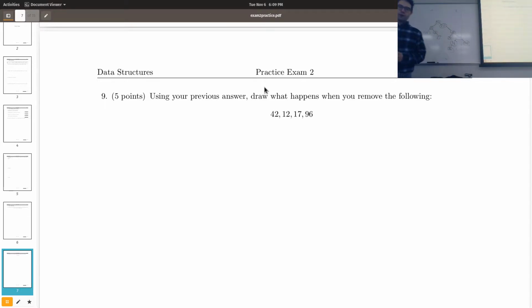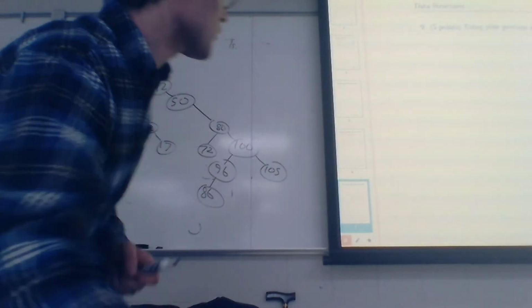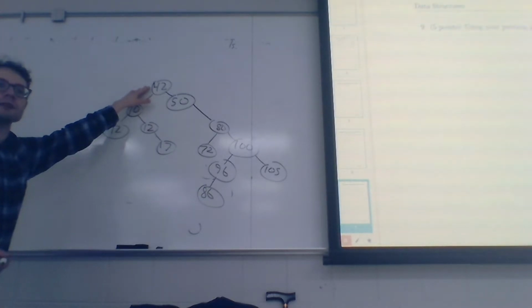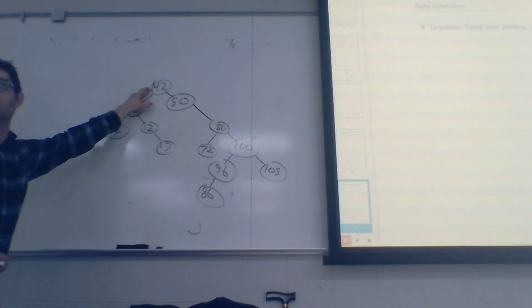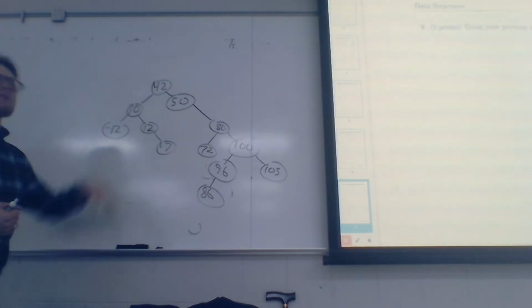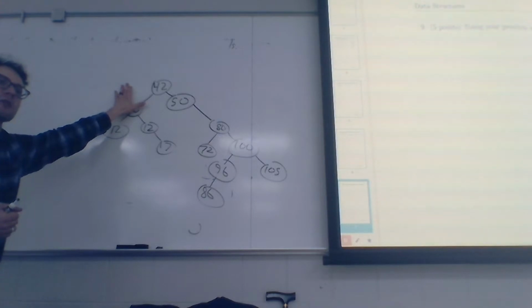So delete 42 from this tree, right? So we're first going to delete 42 from this tree. So how do we delete 42, right? It's the root. It has 2 children, right? So what we have to do is we have to find the smallest, its in-order predecessor. Or you can do the next in-order successor, but I'm going to go ahead and do the in-order predecessor, which is the biggest item that's smaller than it.